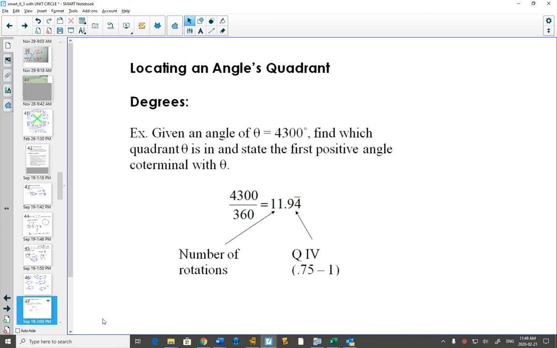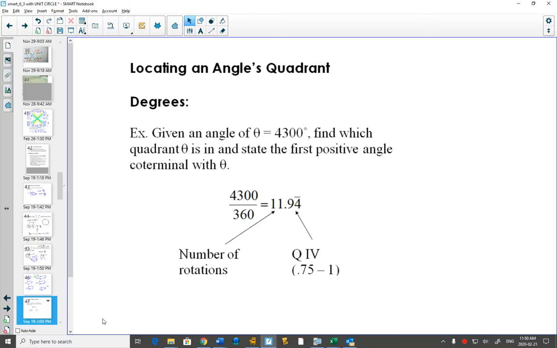Next thing we're going to look at is locating a quadrant of an angle, because we're often going to be dealing with angles past 360 degrees. And we'll look at what you'd be able to do if you had a calculator and what you'd be able to do if you didn't have a calculator. Because a lot of your test is non-calculator, a lot of your exam is non-calculator. So if you had 4,300 degrees and you divide it by 360, which is once around, this would tell you that it went 11.94 times around.